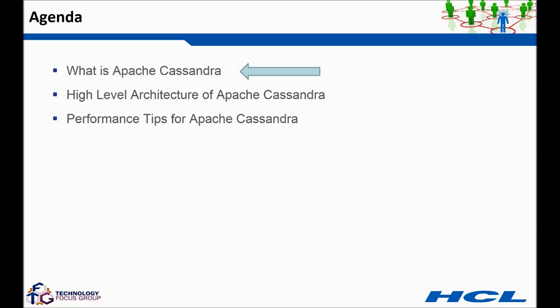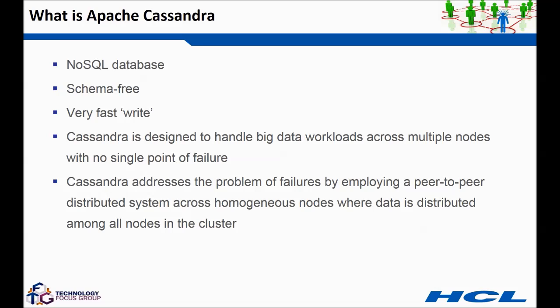So, starting with what is Apache Cassandra? Apache Cassandra is a NoSQL database. Like most NoSQL databases, it is schema free. It doesn't require you to define a schema upfront, so it's very flexible from that point of view. And Cassandra is built for fast writes. The speed of writes in Cassandra is tremendous, and it is built specifically for those use cases where you need high throughput from a write perspective.